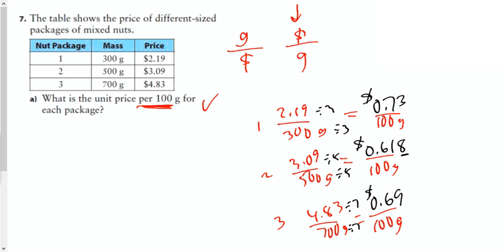So now that we have all three of those down, it's 73 cents for 100 grams, almost 62 cents for 100 grams, and 69 cents. So which one is the better deal? If you were trying to get the most mixed nuts for your dollar, you would want to buy the second nut package. It's the best deal.